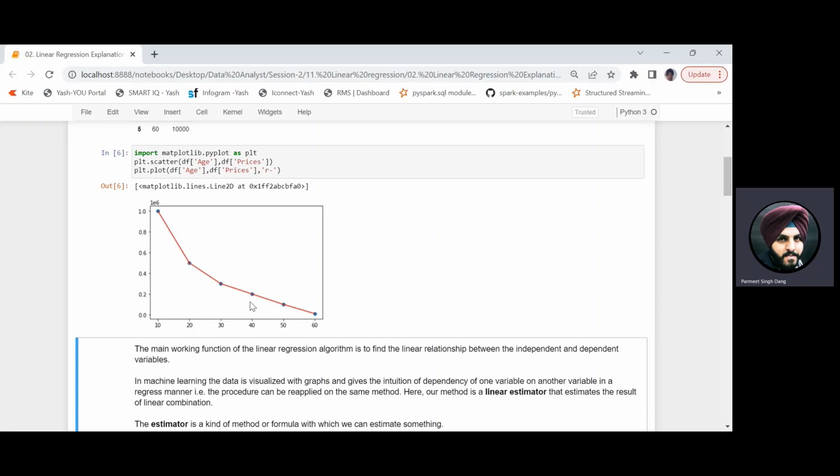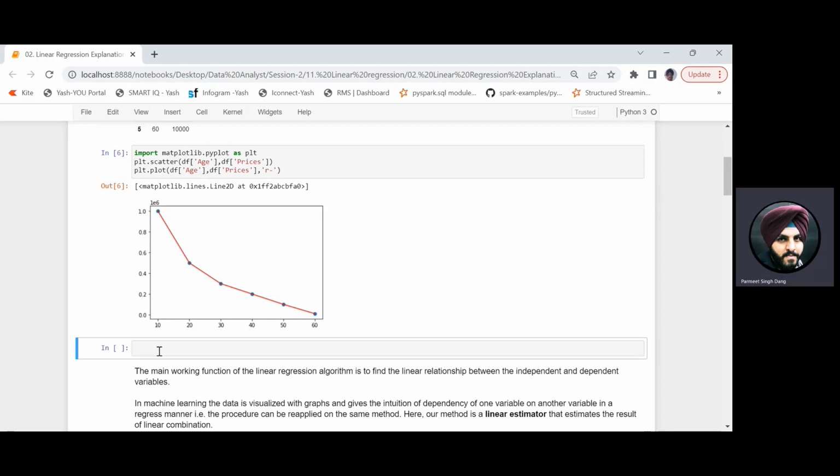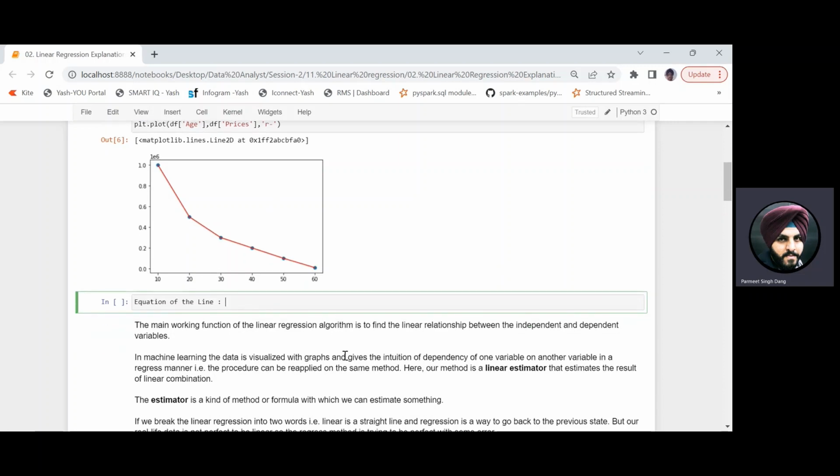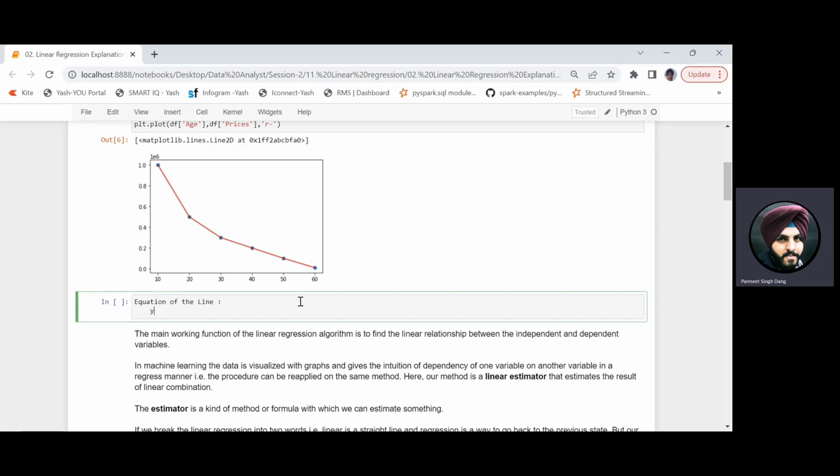So you would see as the age of the house is increasing, the price is decreasing. Okay. Now in linear regression, we want to fit a line. The concept behind linear regression is based on the equation of the line. If you go back to your class 11, 12 maths, if you are coming from the mathematical background, then you would know that the equation of the line is given by y equals mx plus c.